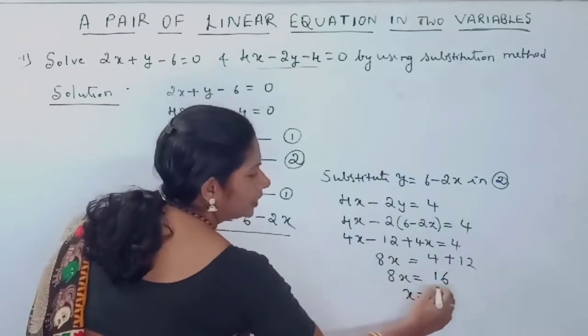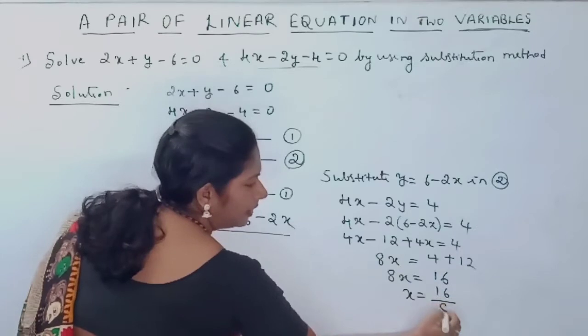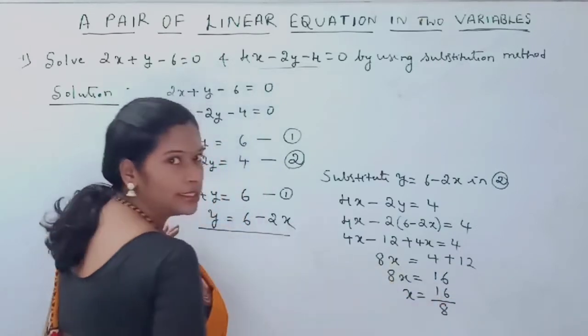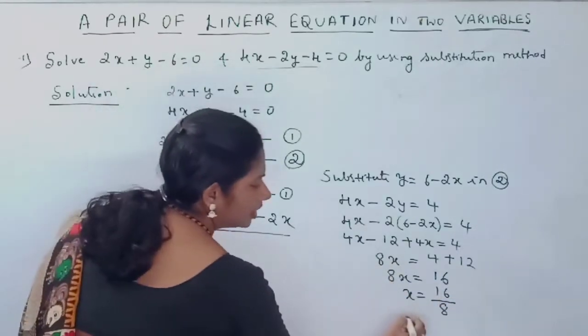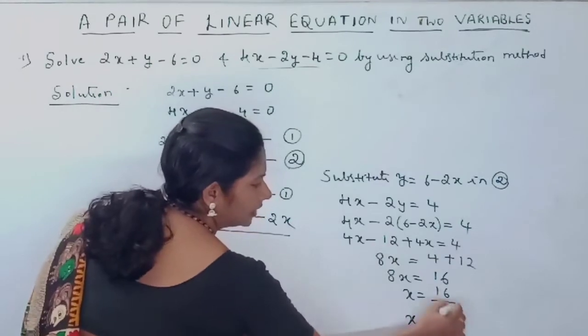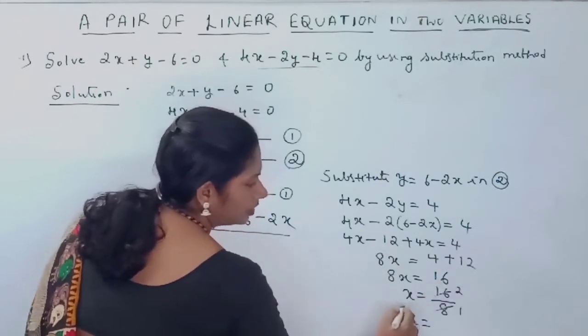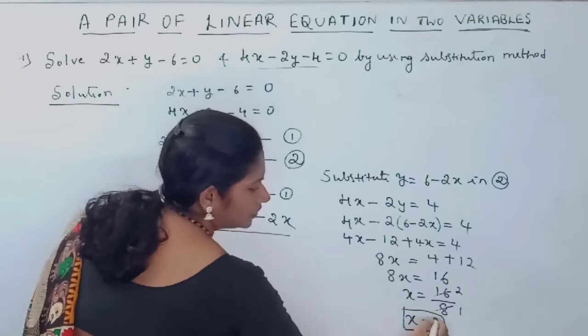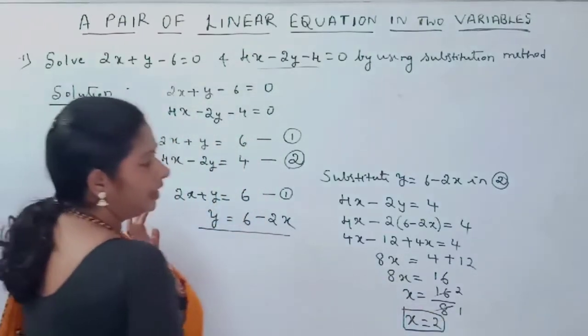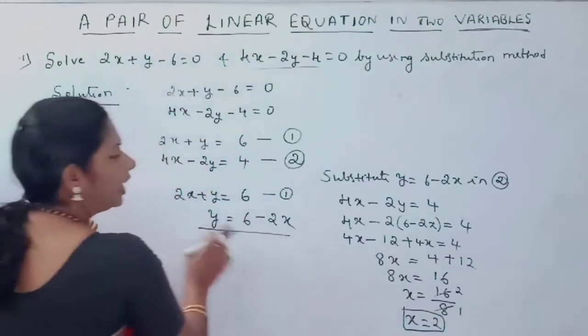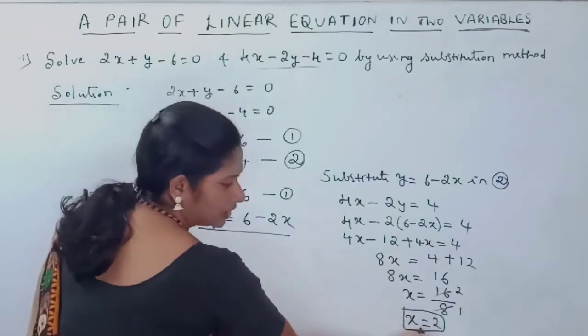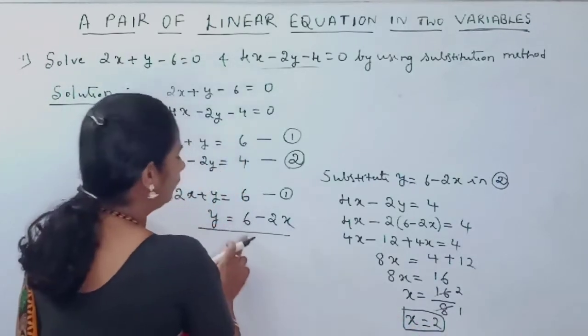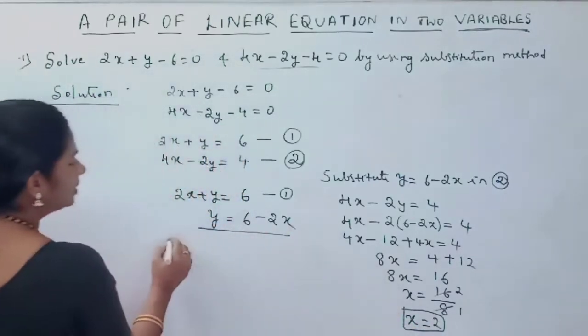Now the x value is 16 divided by 8. 8, if you transpose to the right hand side, it becomes divided by 8. So the x value is 8 ones are 8, 8 twos are 16. So the x value is 2. Now we have to find the y value. So what I'll do? The x value we got. Now we need to find out the y value. Now substitute.